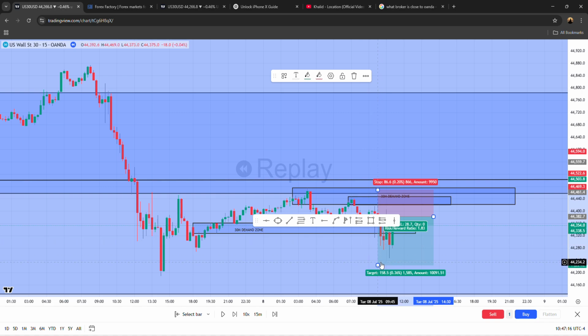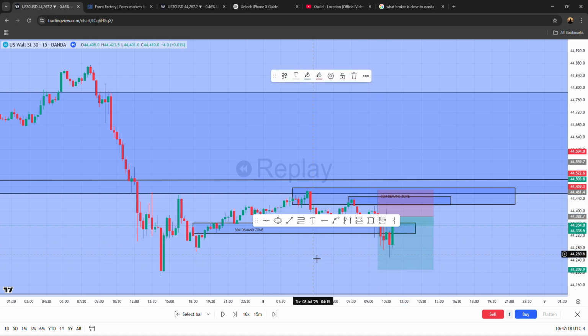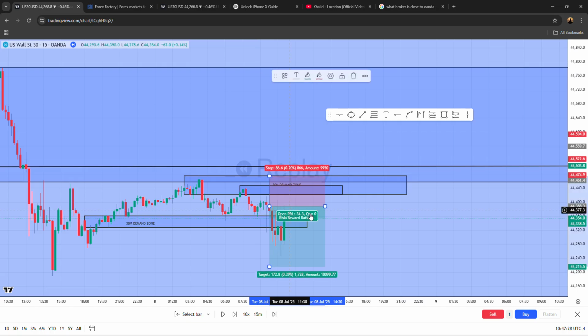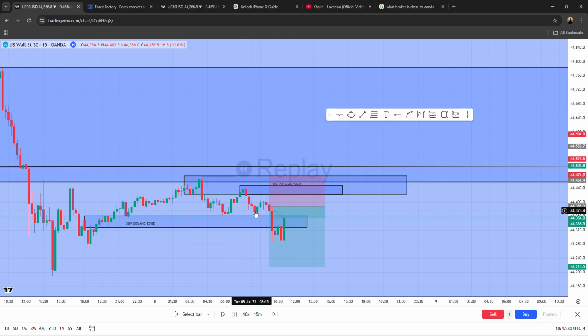Because I do remember price didn't come in at a 1 to 2 if I put my entry right here. Price didn't come into my zone at a 1 to 5. I feel like it was somewhere here. Yeah, price didn't touch my entry. If I put my entry here, price didn't touch my entry. This trade was literally by luck.